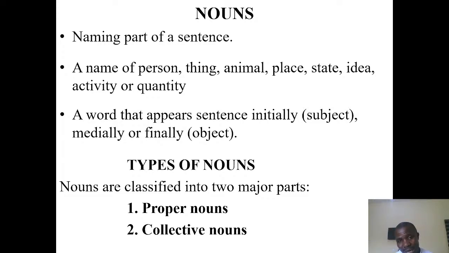Within noun, we have types of nouns. Remember, we said we classify parts of speech. So you need to know the different types of part of speech, so that you can tell us this is a particular part of speech and this is what makes it different. Nouns are classified into two major parts: proper nouns and common nouns. You need to know what is a proper noun and what is a common noun.